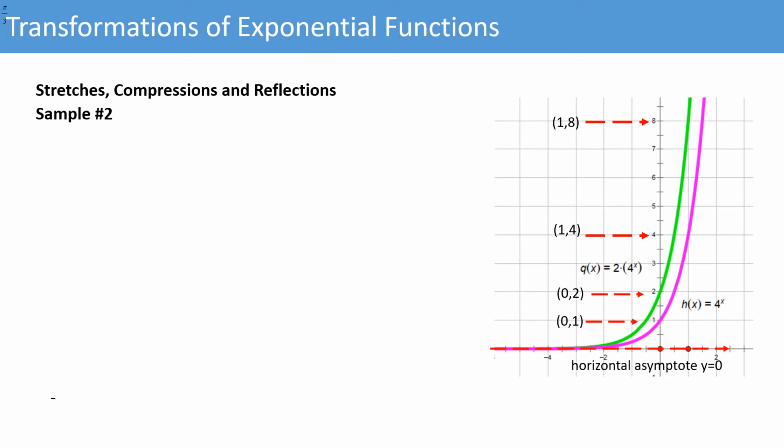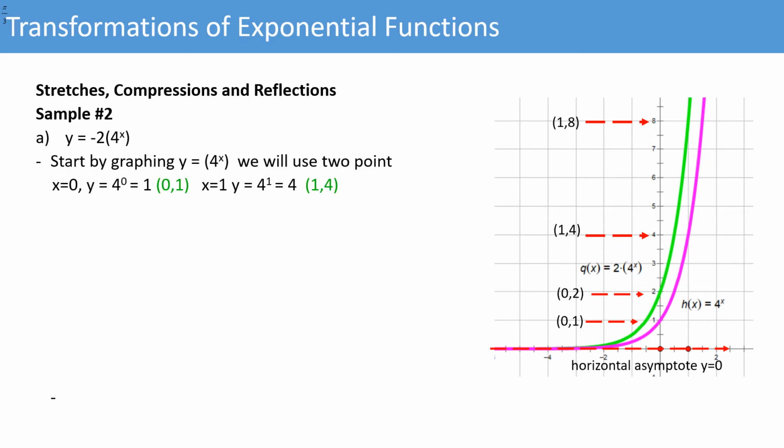Stretches, compressions, and reflections, sample number 2. In this example, we're using y is equal to -2 times 4 to the exponent x. Start by graphing y equals 4 to the x. We will use 2 points. X is equal to 0, so y will be 1. So we have the point (0, 1), showing you that on the graph.